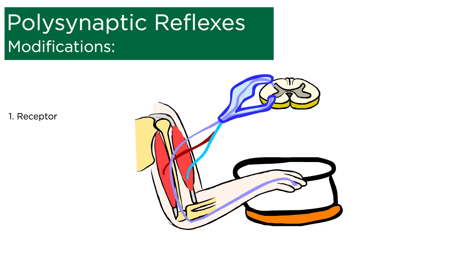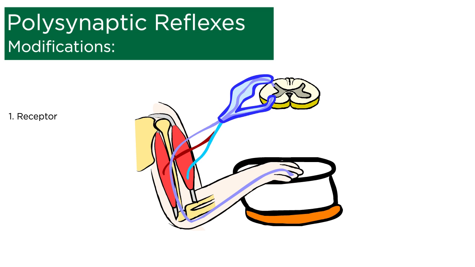So number 1, receptors. Touching a hot stove activates pain receptors in your hand. These send signals through an afferent neuron to the level of the spinal cord. So this is step 2. Now step 3 is where some of the modifications take place. The integrating centers are found in the spinal cord.